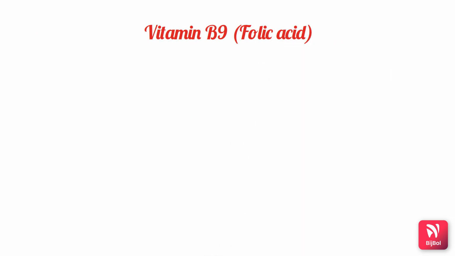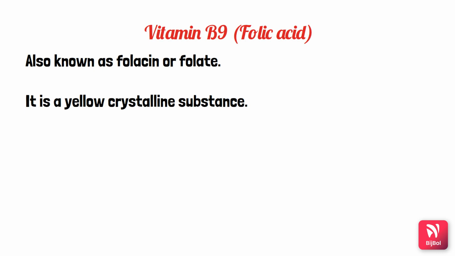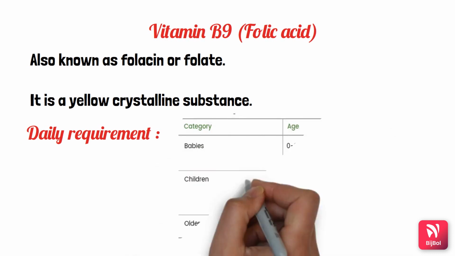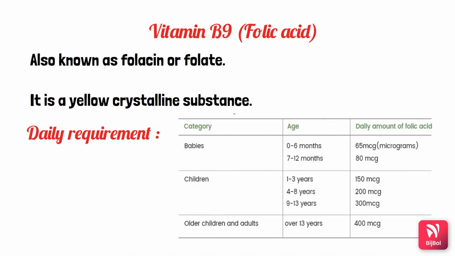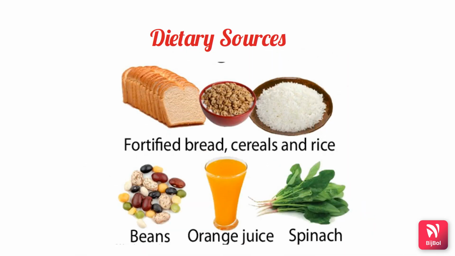Now coming to the next B complex vitamin, that is vitamin B9, also called folic acid. It is also known as folacin or folate. It is a yellow crystalline substance. Coming to the daily requirement of folic acid, in babies it varies from 65 to 80 micrograms, whereas in children it is 150 to 300 micrograms, whereas in older children and adults it is 400 micrograms per day. Coming to the dietary sources, they include fortified bread, cereals, rice, beans, orange juice and spinach.